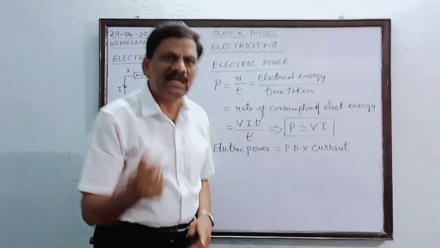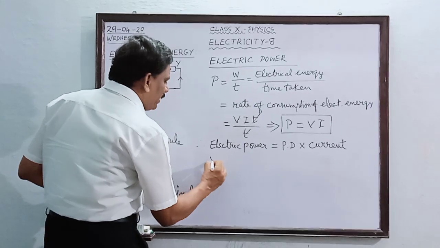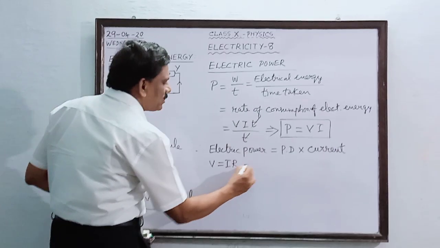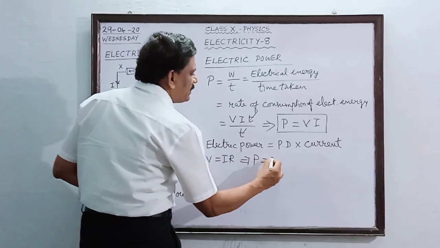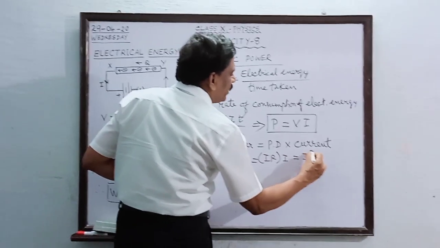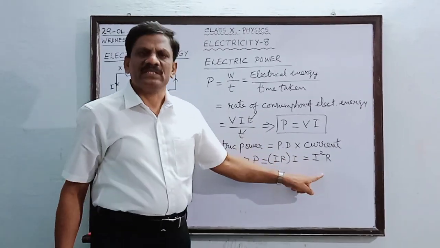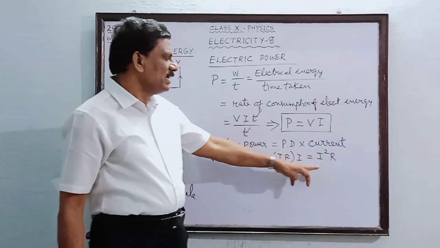But from Ohm's law, we can substitute V equal to I into R. So, V is equal to I into R. So, this implies power P is equal to IR into I. So, this is also equal to what? I square into R. This is one of the equations. So, power also can be expressed in this form.